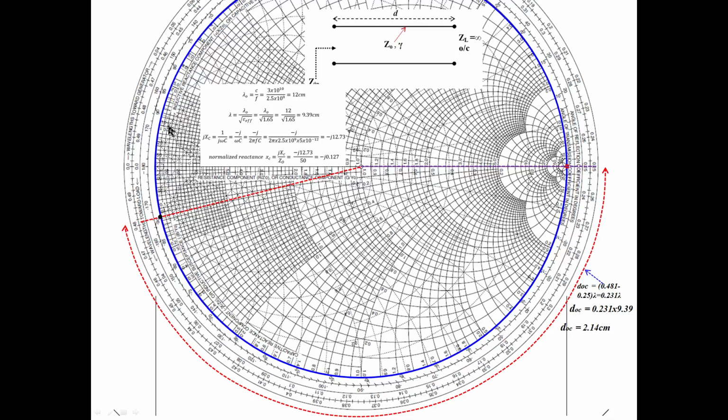Where is plus 0.127? It may be somewhere here. You should stop here instead of here if you want plus 0.127. Minus 0.127 we needed, we stopped here because the negative reactance is here. We stopped here and found the distance. From here you should find the distance, not from here, because it is an open circuited stub.